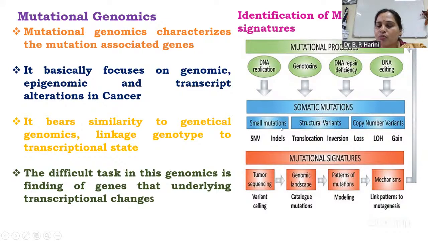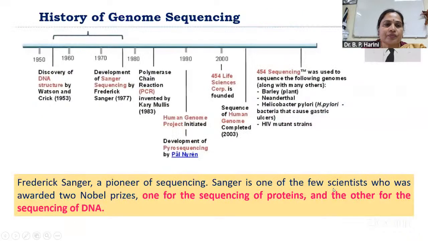And this brings about the small mutations, structural variants, and copy number variations. And thereby they get translocated, or inversions, or loss of function mutation, or gain of function mutation. This might lead to the mutational signatures. And in turn, these mutational signatures give rise to the tumor sequencing, followed by genomic landscape, patterns of mutations, and overall the mechanism which brings about the variant calling, catalog mutations, modeling, link pattern mutagenesis, and so on.